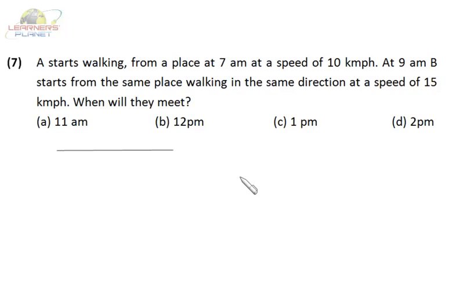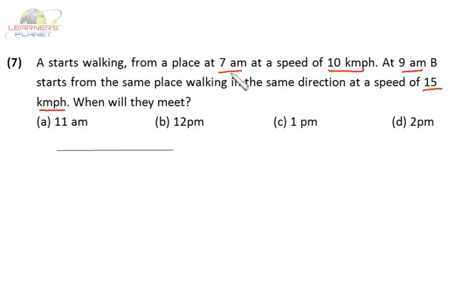Now you try this problem and then match your solution and answer with mine. A starts walking from a place at 7 a.m. at a speed of 10 km per hour. At 9 a.m. B starts from the same place walking in the same direction at the speed of 15 km per hour. When will they meet?